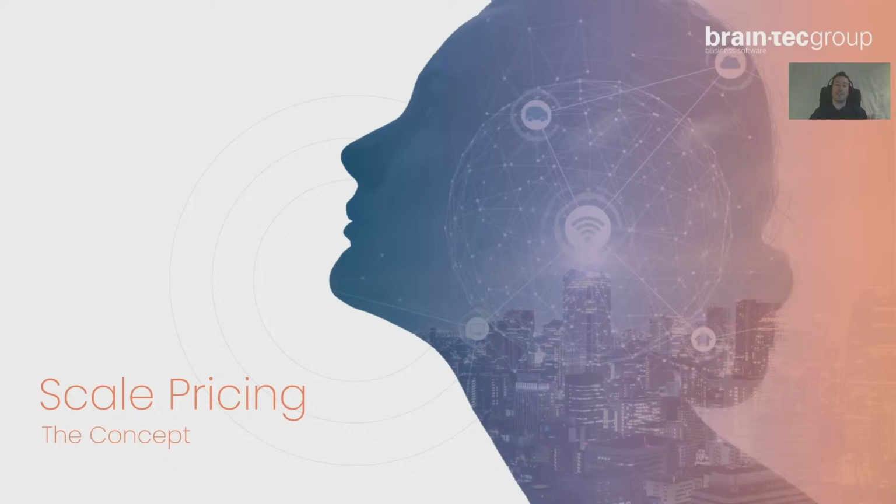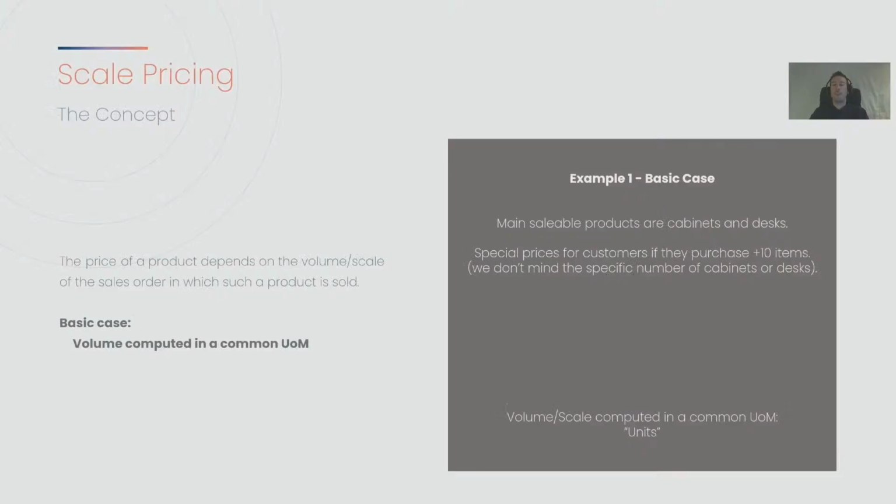Scale pricing, the concept. First of all, let's mention that scale pricing is also known as volume pricing or tiered pricing. Okay, and what exactly do we mean with this? When the price of a product depends on the volume of the whole sales order, and not just on the volume of that product in the sales order, then we are dealing with our concept of scale pricing.